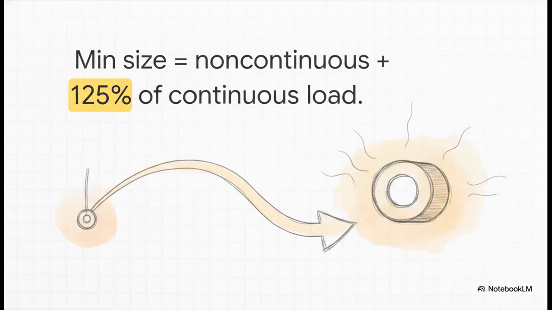This calculation forces us to artificially inflate the load on paper. If you've got 100 amps of non-continuous load and 100 amps of continuous load, you don't size for 200 amps. No way. You size for 100 plus 125, which gives you 225 amps. We inflate the number so that when we actually check the tables, we are forced to pick a physically thicker, safer wire that can handle that sustained heat.